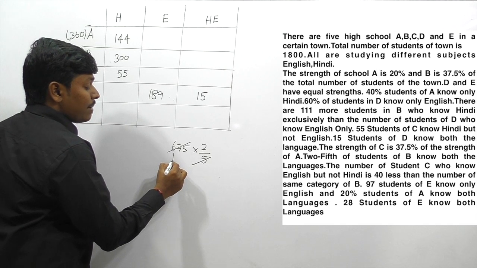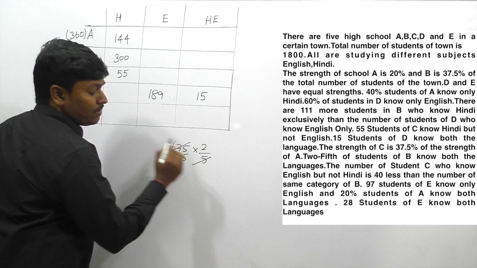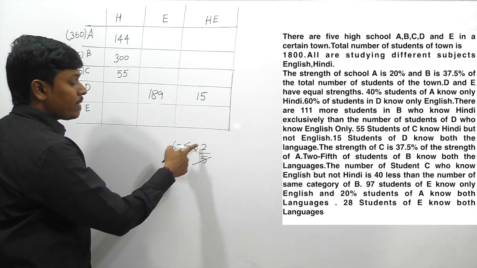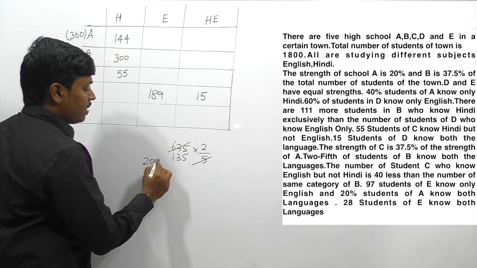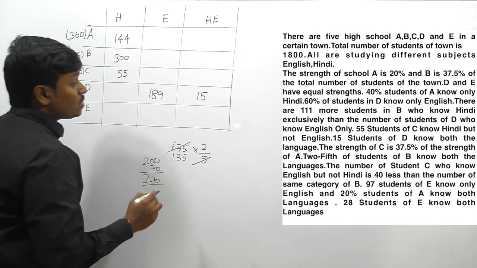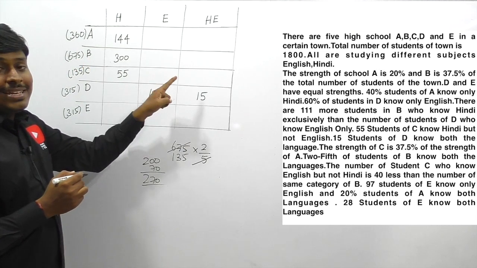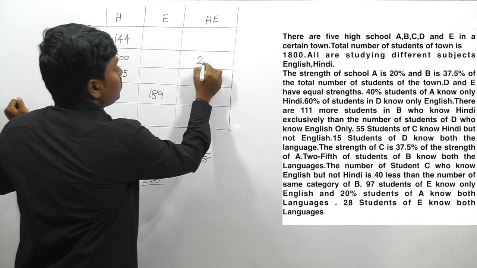1 5s are 5, remainder will be 1, 17, 5 3s are 15, remainder will be 2. So I can say that 5 5s are 25. So 135 into 2. So friends, 100 into 2 will be 200, and 35 into 2 will be 70. So I can say that 270. So 270 of the students from town B are studying both English and Hindi.